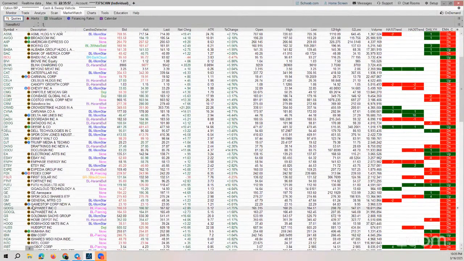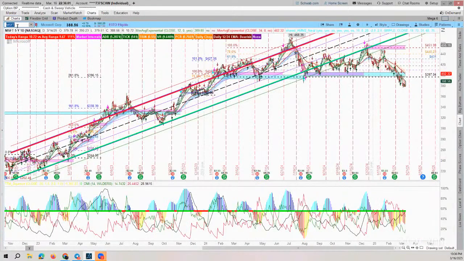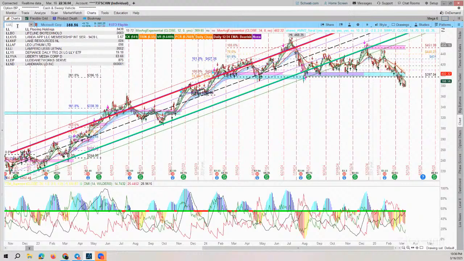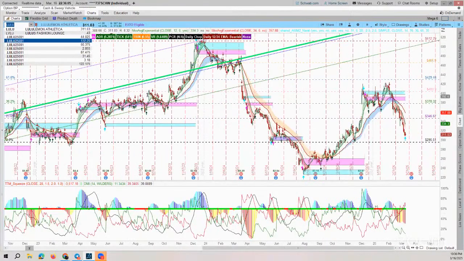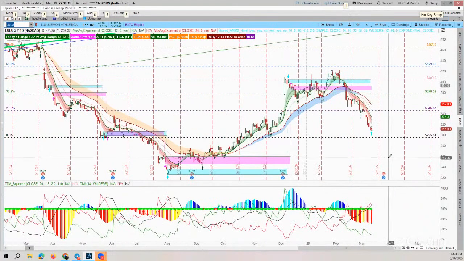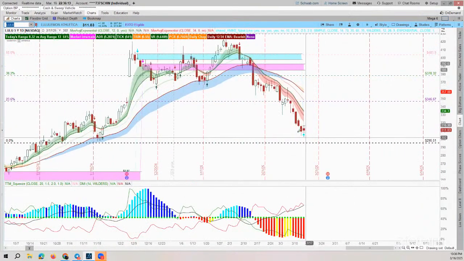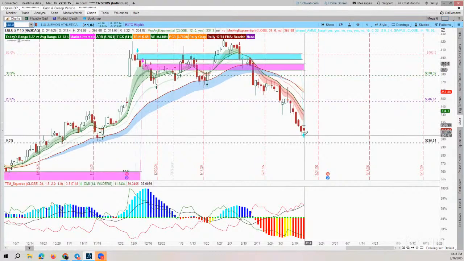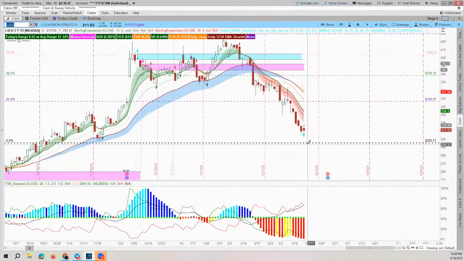Then Lulu, Intel we have already done. Lulu is an inside day. 295 is a much better area. I will not add it here. I think let it come to 295 and then see. 295 is the breakout zone.